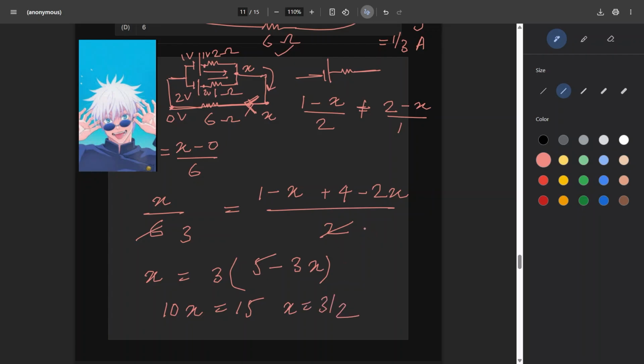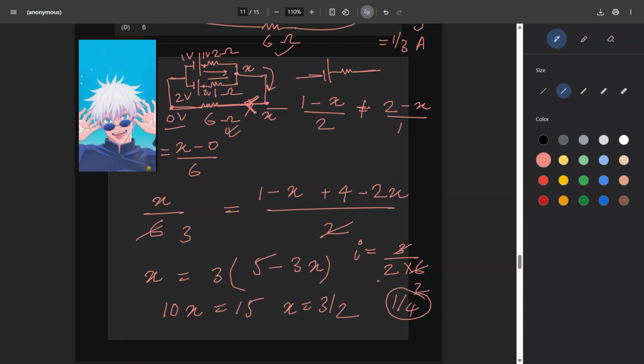We needed the current, right? You remember, we needed the current. For the current, you have potential here, you have potential here. So you just need the current. So what will be current? It will be 3 upon 2 upon 6. That is 1 upon 4, right?